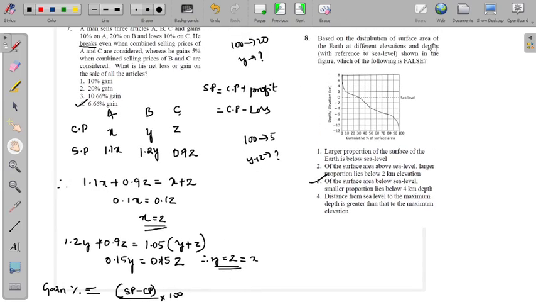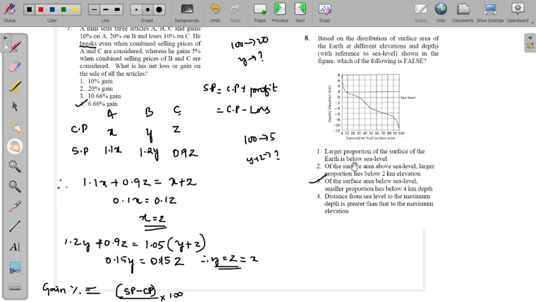Now, the eighth question. Based on the distribution of surface area of the Earth at different elevations and depths with respect to sea level, shown in the figure, which of the following is false? The detailed analysis can be done, but just by looking at the graph, we can make some conclusions. A larger proportion of the surface of the Earth is below sea level. You have to find out which of the following is false. You can observe that the larger proportion of the Earth's surface is below sea level. That is definitely clearly available, because the cumulative percent of surface area goes up to 100, and the length of the curve, you just see, is more below sea level.